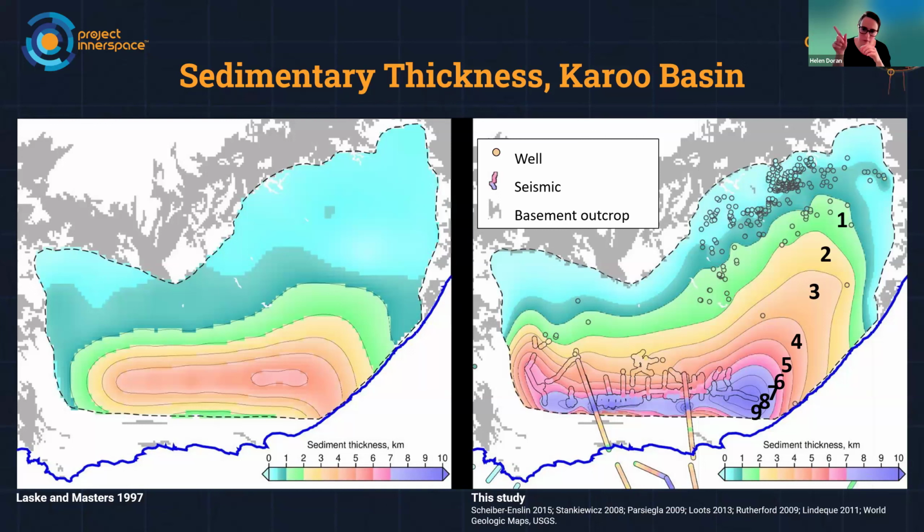And you can see the wells are the circles and the seismic are the lines on the map. And the differences are obvious. Our data suggests that the basin reaches a maximum thickness of about 9 kilometers. If you compare it to the old grid, that's a significant increase in thickness, should I say. And we're also seeing variations in the architecture of the basin.